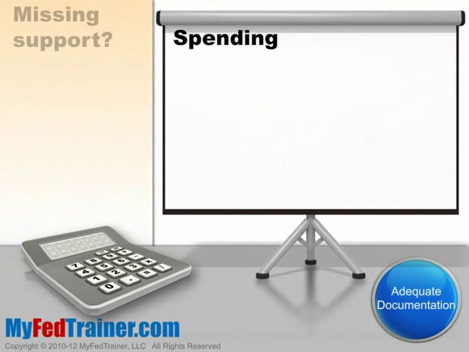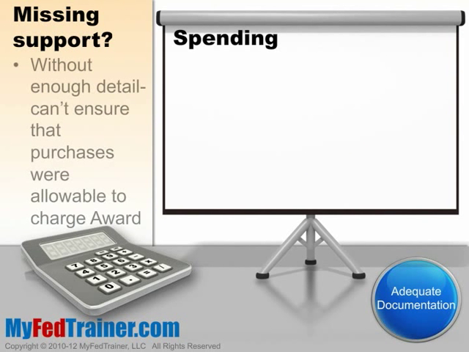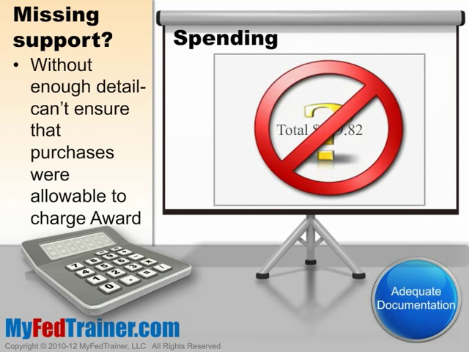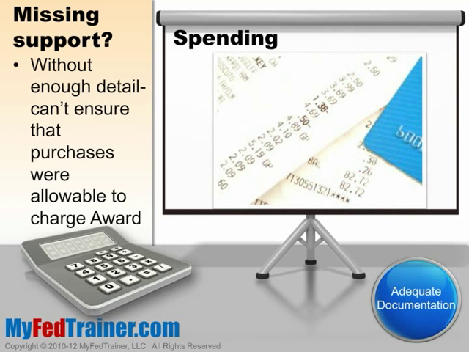Receipts that don't provide enough detail to determine what was purchased would not be considered adequate source documentation. An example of this would be a credit card receipt listing the total amount of the purchase, but not what was purchased. This is because a credit card receipt that only lists the total amount does not allow the grant recipient to ensure that the purchases were allowable for charging to a federal award.